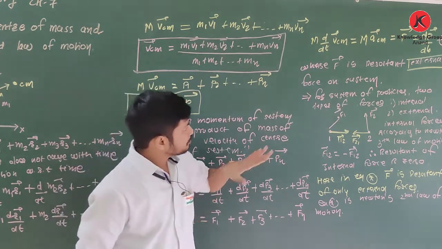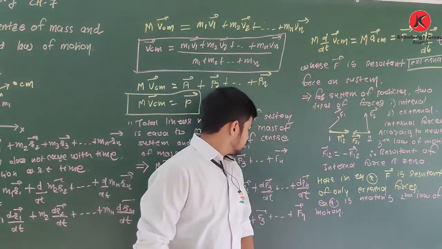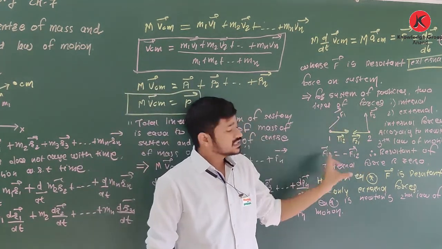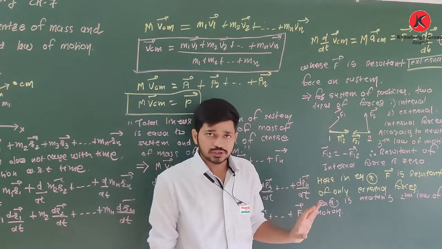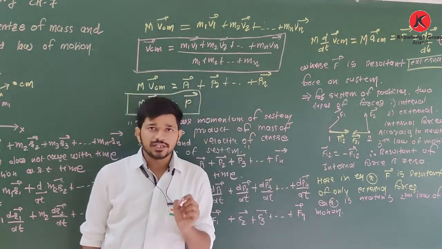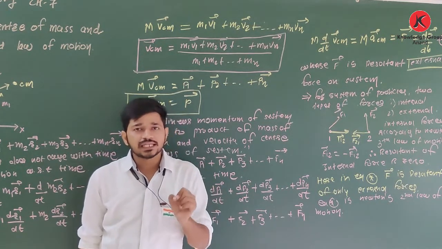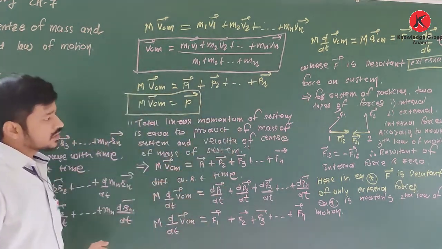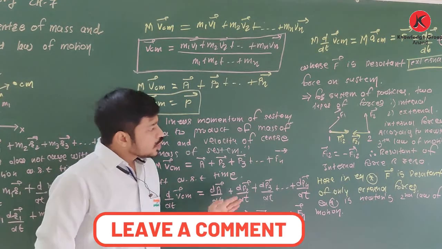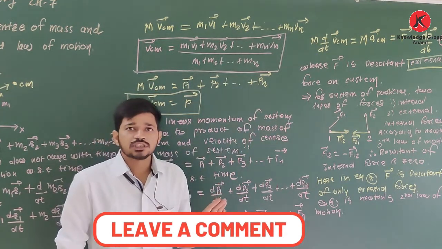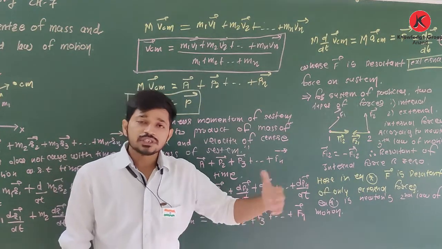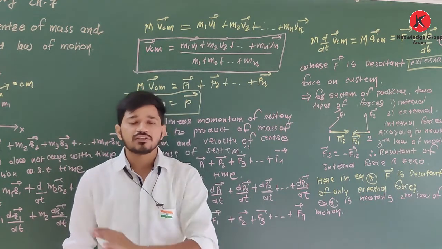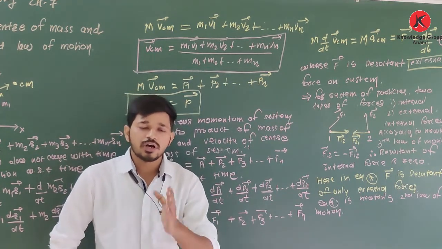In this case, this equation is Newton's second law of motion. But to obtain Newton's second law of motion, we have considered Newton's third law of motion. For a particle, we can write Newton's second law of motion without the help of Newton's third law of motion. But for a system of particles, to obtain Newton's second law of motion, we have used Newton's third law of motion. So it is called interdependence of Newton's laws of motion.